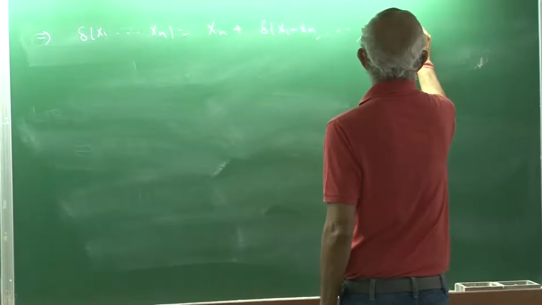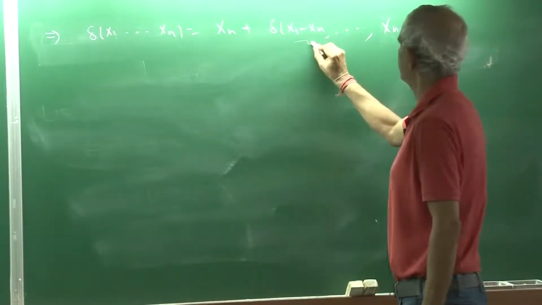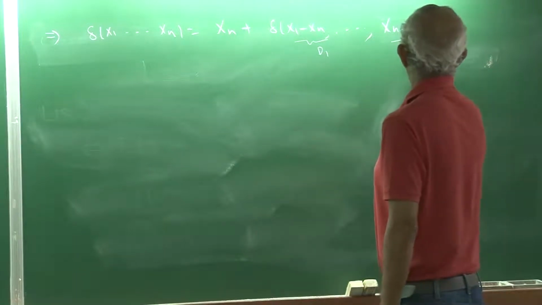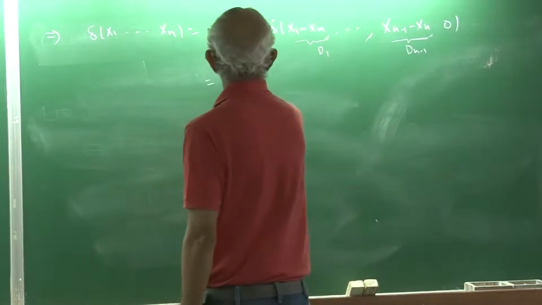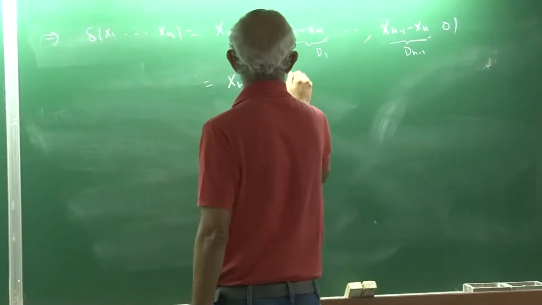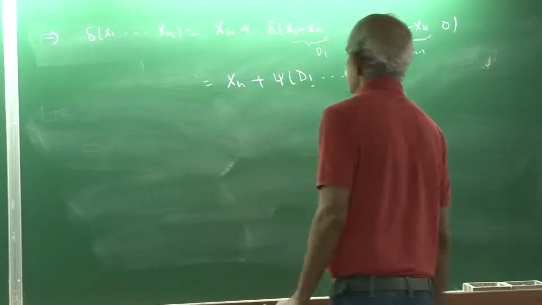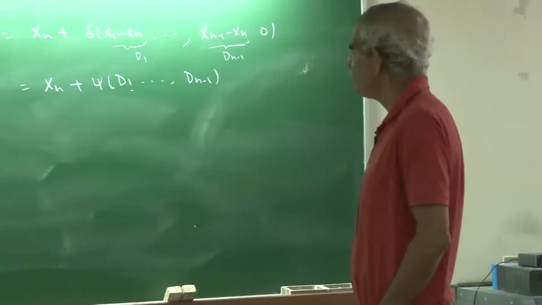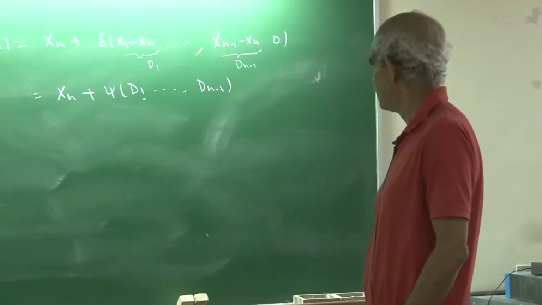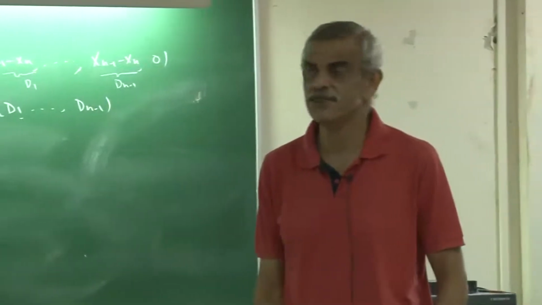Xn minus 1 minus xn and 0. Basically, this is nothing but d1 and this is dn minus 1. So this is same as xn plus psi times d1, d2, dn minus 1. So if my delta is invariant, then delta would be of the type xn plus psi of d1, d2, dn minus 1. So that means xn plus some function of d1, d2, dn minus 1.